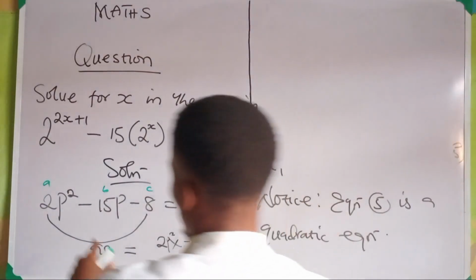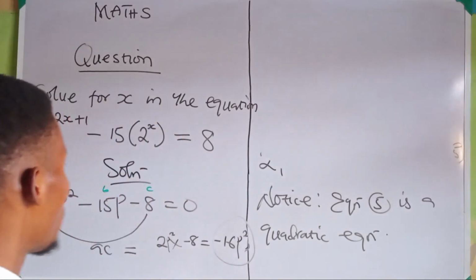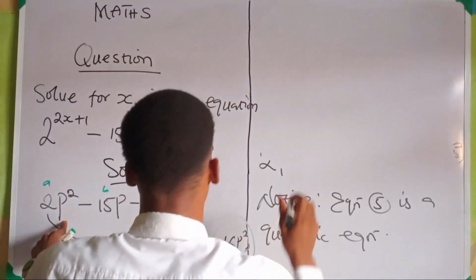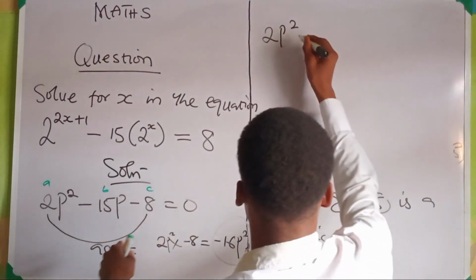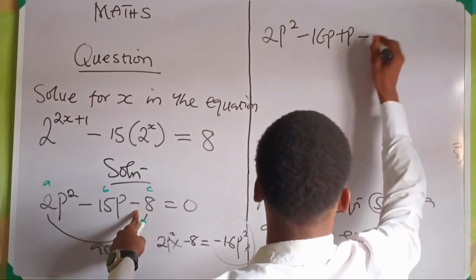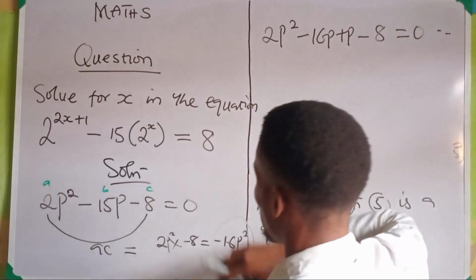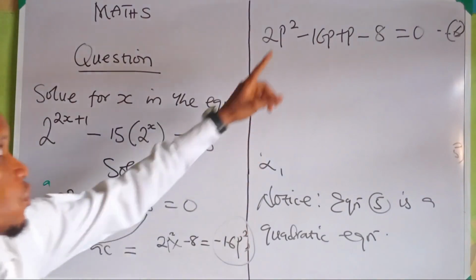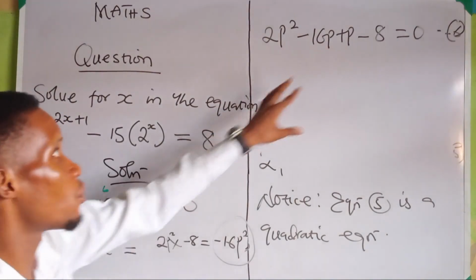What you do now is take those two numbers and substitute them in place of minus 15p. So we have 2p squared, which is what is here. Then those two numbers are minus 16p plus p. Then you write here minus 8 equals 0. This should be our equation 6. Those two numbers are substituted in place of minus 15p, so that's what we did there to get this.